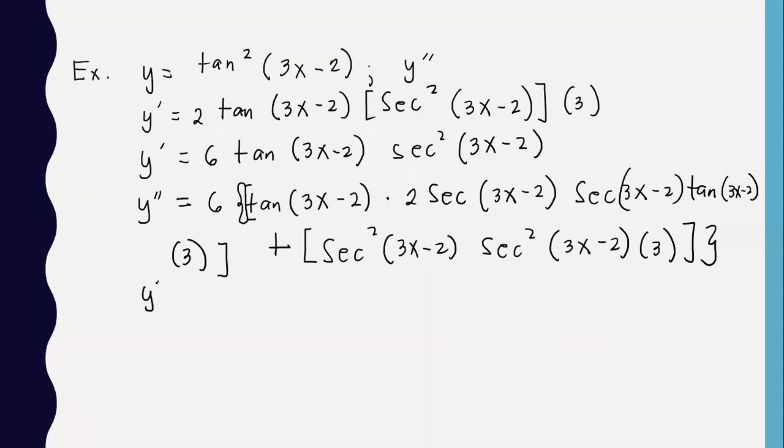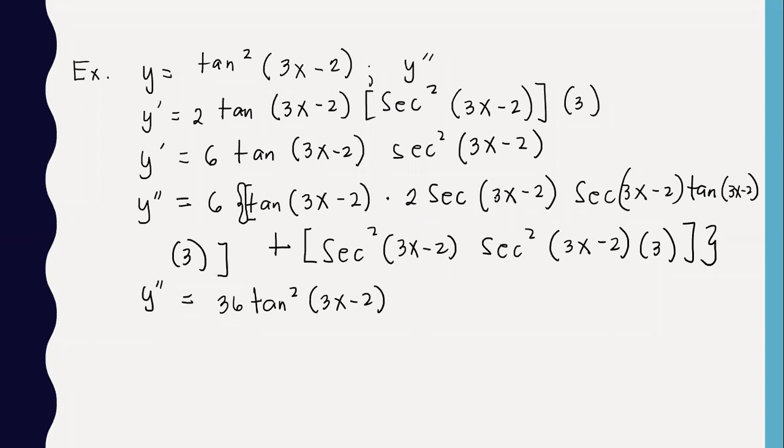Y double prime. 6 times, nasaan na yun? 6 times 2 times 3. 6 times 2, 12. Times 3, 36. 36 tangent 3x minus 2, tangent 3x minus 2. The same ang base. Okay, what are you going to do for the exponent? Add. The exponent, you have 1 and 1. Therefore, that is tangent squared 3x minus 2.